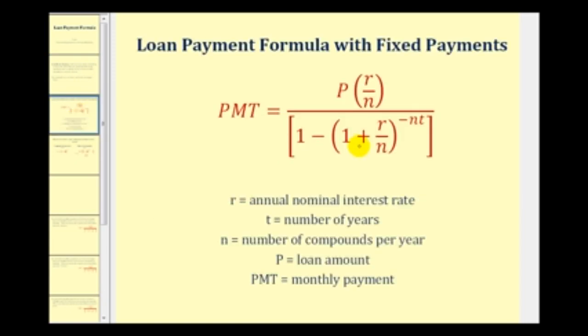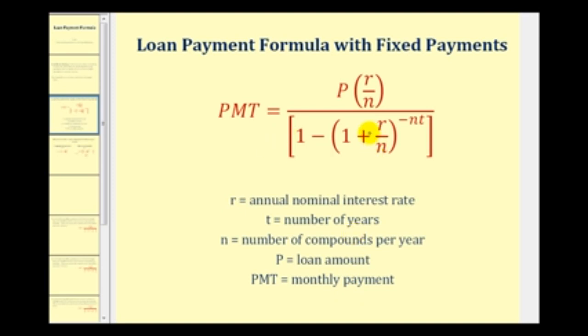Here is the loan payment formula for a fixed amount of equal payments, where R is the annual nominal interest rate expressed as a decimal, T is the time in years, N is the number of compounds per year, P is the amount of the loan, and PMT represents the monthly payment.